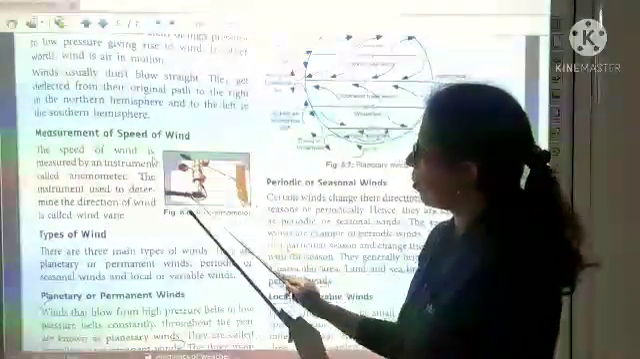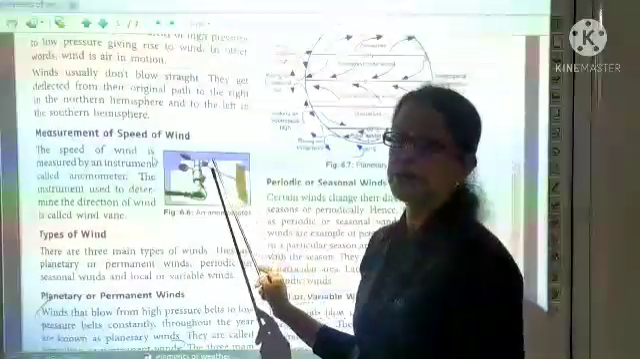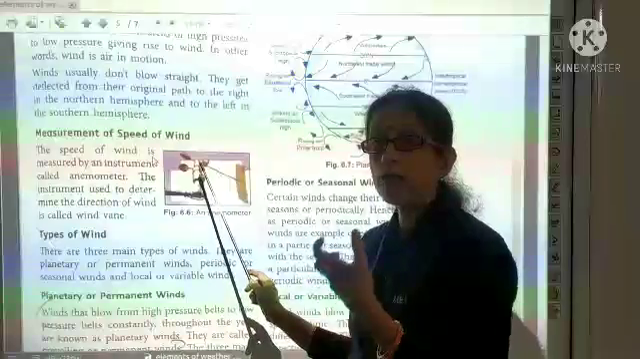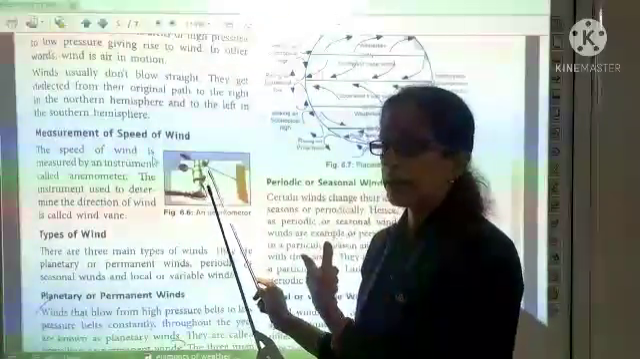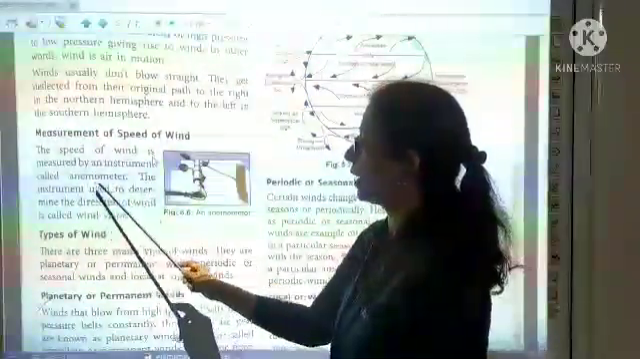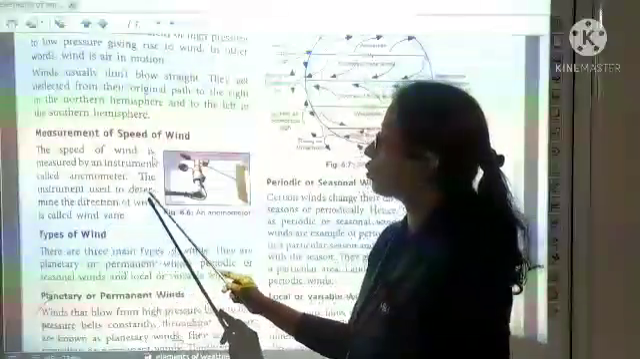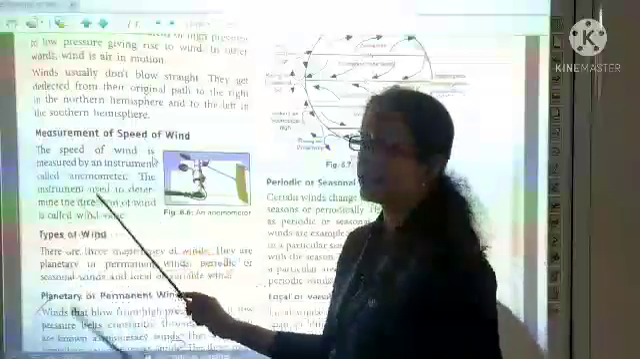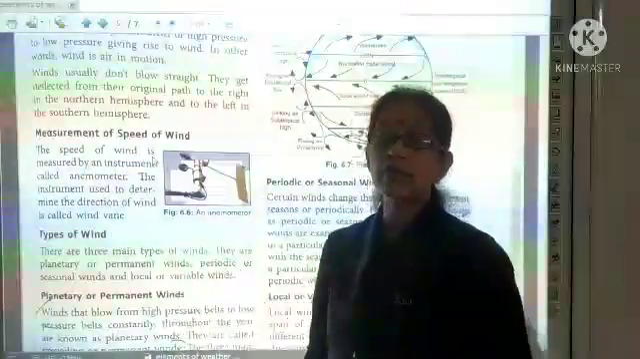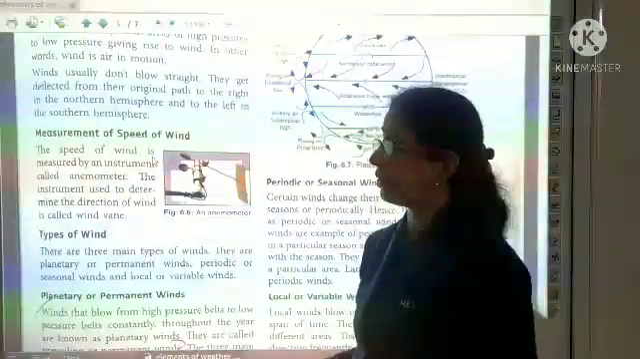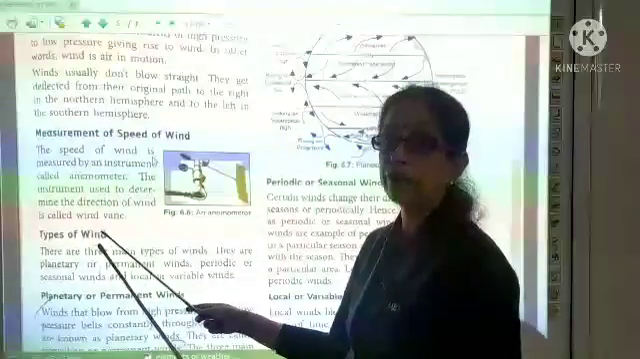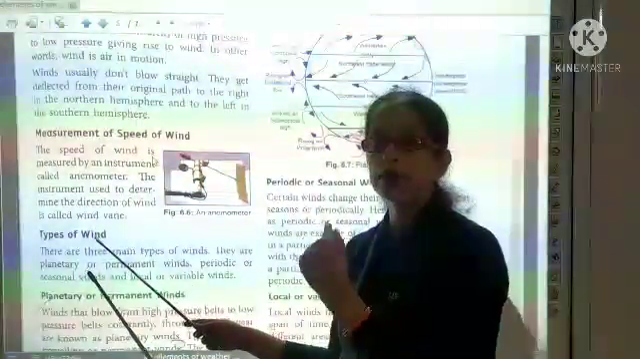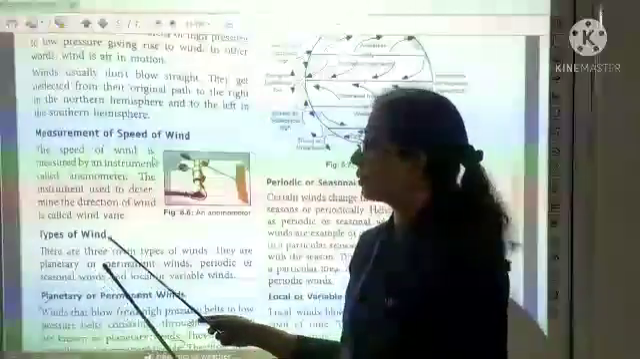See, this is an anemometer. इससे विंड का मेजरमेंट होता है कि कितनी रफ्तार से विंड फ्लो हो रही है, how fast the wind is flowing. The instrument used to determine the direction of wind is called wind vane. अब जो डायरेक्शन बताता है कि किस डायरेक्शन में विंड फ्लो हो रही है, उसको जो मेजर करता है वो है विंड वेन. इससे पता चलता है कि विंड नॉर्थ डायरेक्शन में ब्लो हो रही है या फिर साउथ डायरेक्शन में.